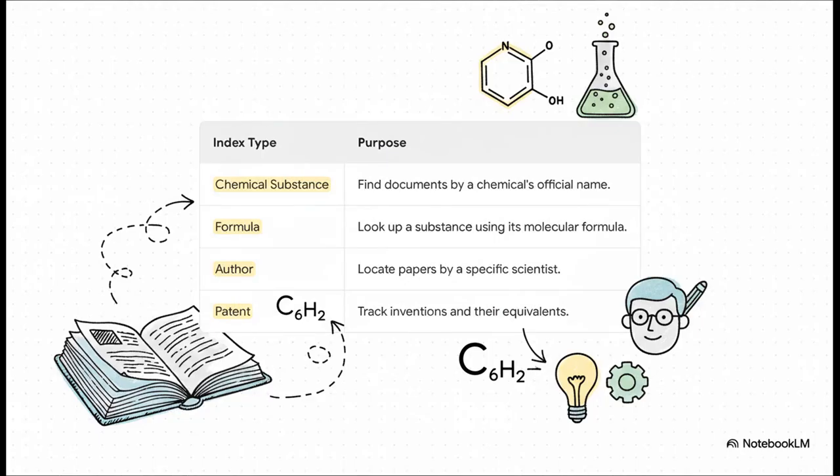And this system was way more sophisticated than just one giant book. No, it was this whole network of interconnected indexes. You could search for a molecule by its official name in the chemical substance index, or you could look up its formula, like C6H6 for benzene, in the formula index. You could even track down research by a specific scientist in the author index. It was, for all intents and purposes, a powerful, if very slow, manual search engine built completely out of paper.